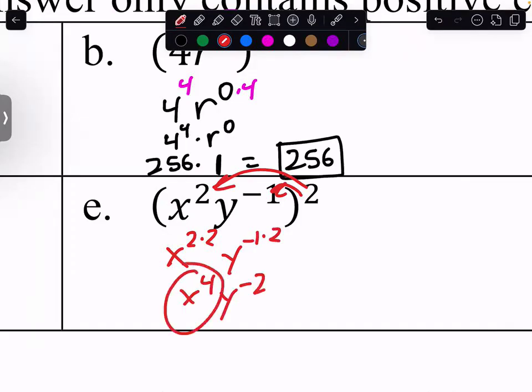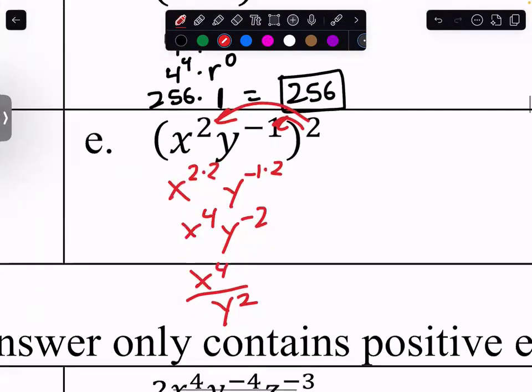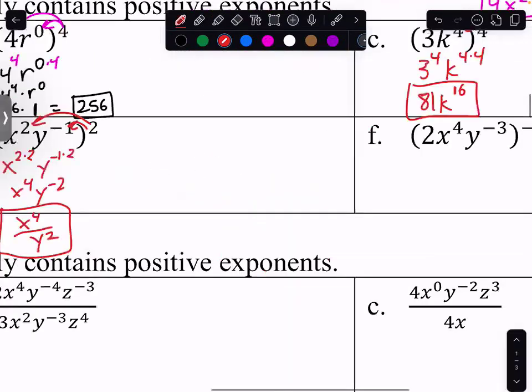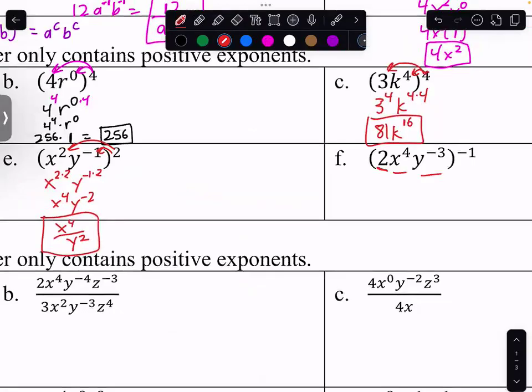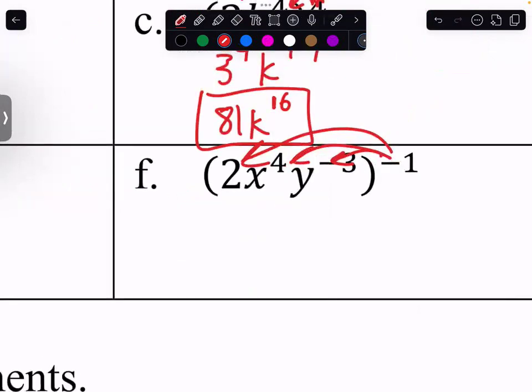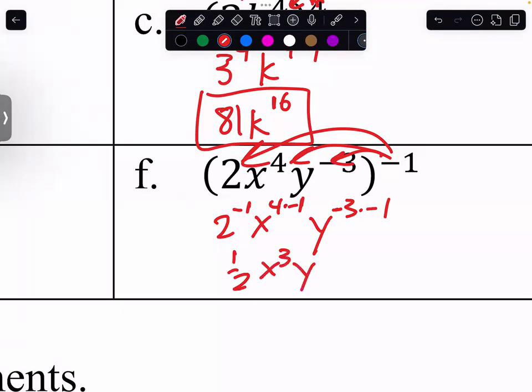So the x to the 4th can stay, but the y to the -2nd power needs to move into the denominator in order to become a positive exponent. Okay, and then over here, all 3 parts get affected by the negative. So 2 to the -1st, x to the 4 times -1, y to the -3 times -1. Sorry, messed up that x.